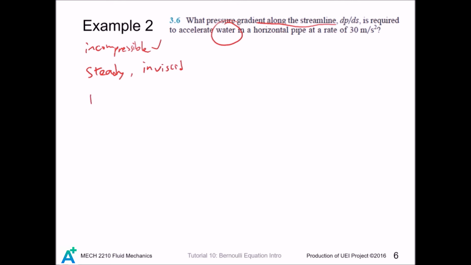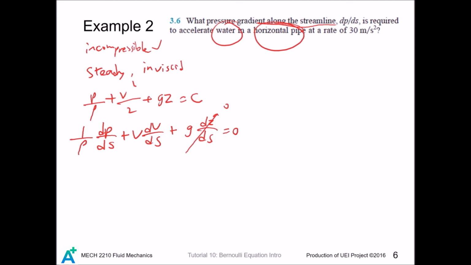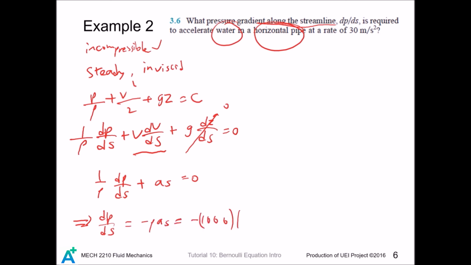We write down the Bernoulli equation and we differentiate it with respect to the streamline variable. Now the pipe is horizontal, so this just goes away. And this term is the streamline component of acceleration. So we write down, so we have, and this is the pressure gradient required to accelerate the fluid.